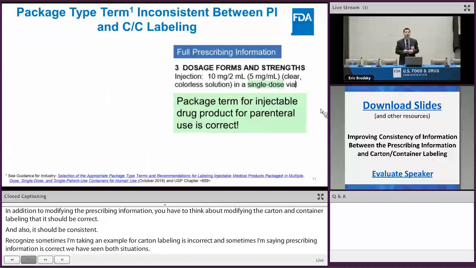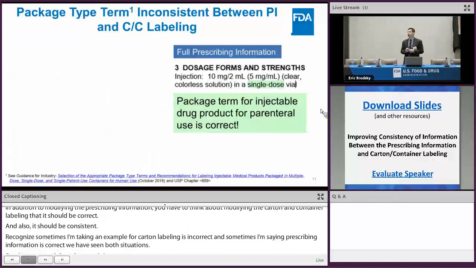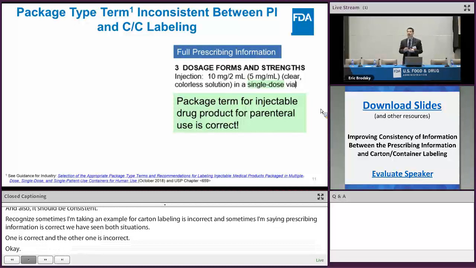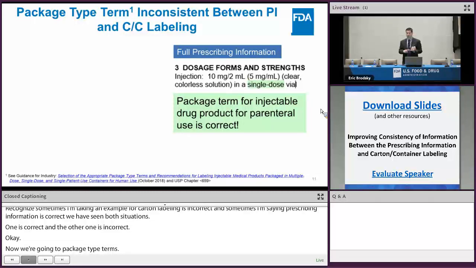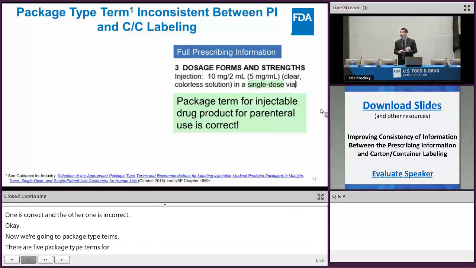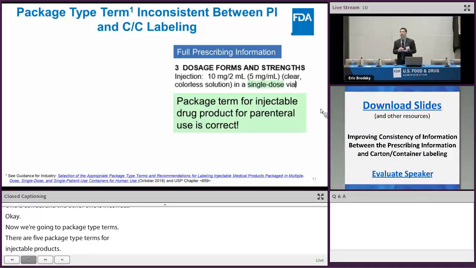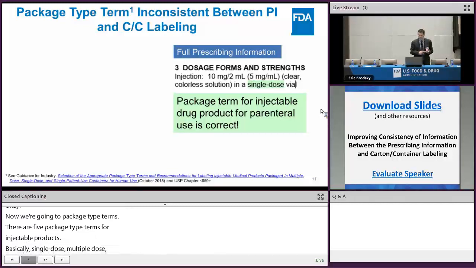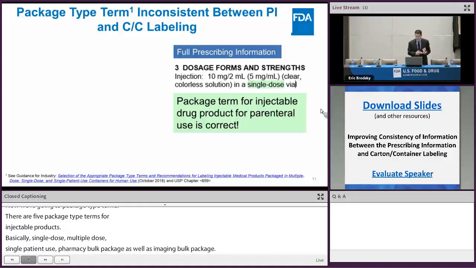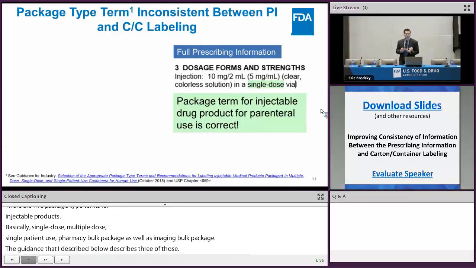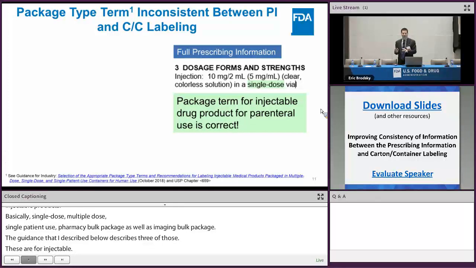Okay, so now we're going to package type terms. So there are 5 package type terms for injectable products: single dose, multiple dose, single patient use, pharmacy bulk package, as well as imaging bulk package. The guidance that I described below describes 3 of those. Again, these are for injectable products: multiple dose, single dose, and single patient use containers. The guidance talks about 3 of the 5 package terms.